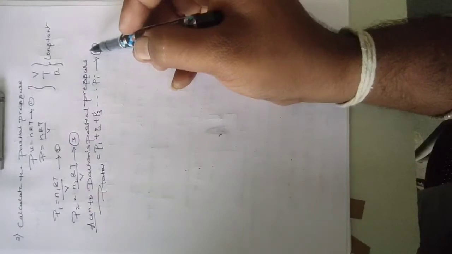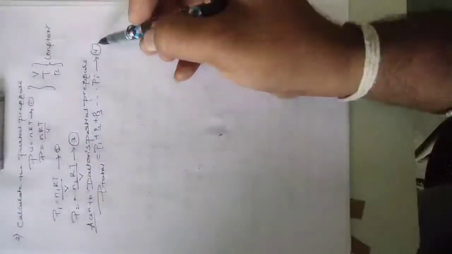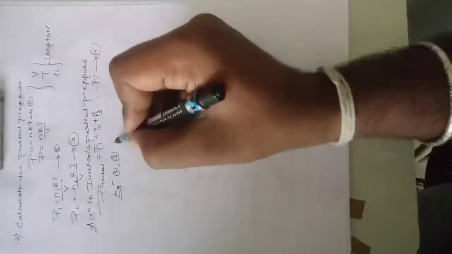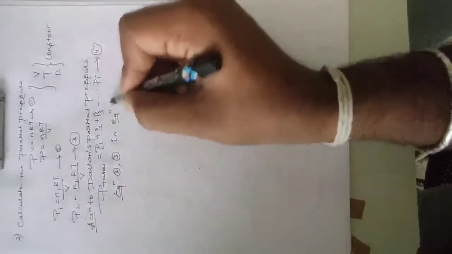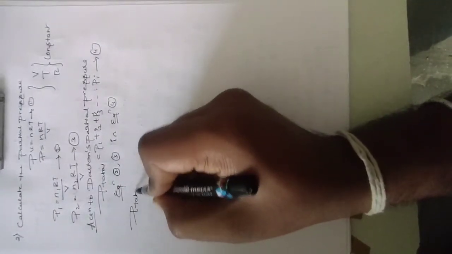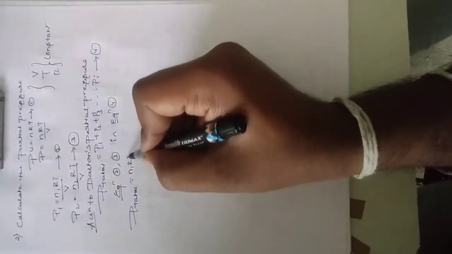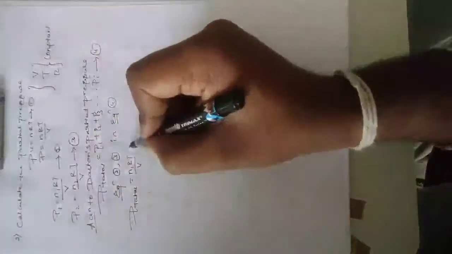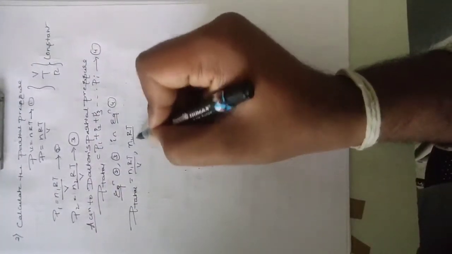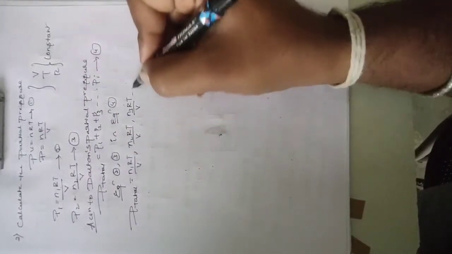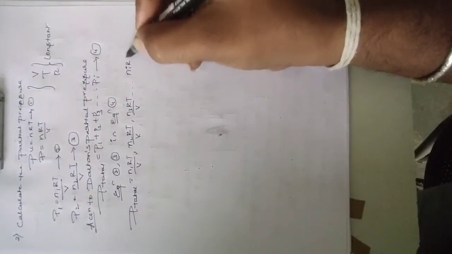You substitute equation number 2 and 3 in equation number 4. P total, means total pressure, equals P1 which is N1 RT by V, P2 equals N2 RT by V, for example P3 is N3 RT by V, and so on. You can write Ni RT by V. This is equation number 5.